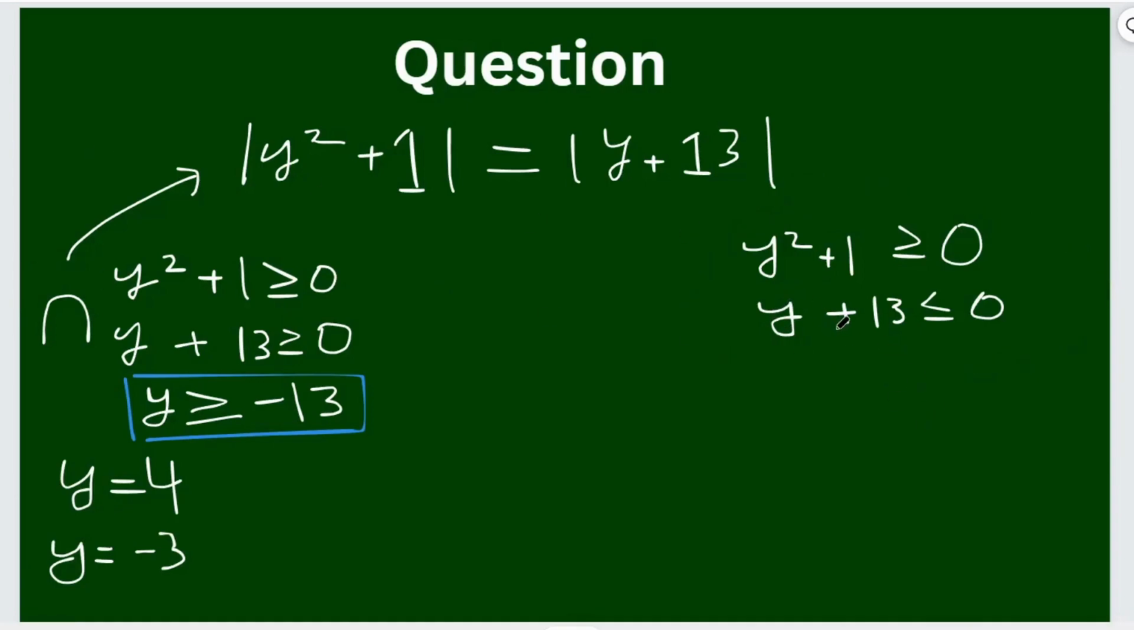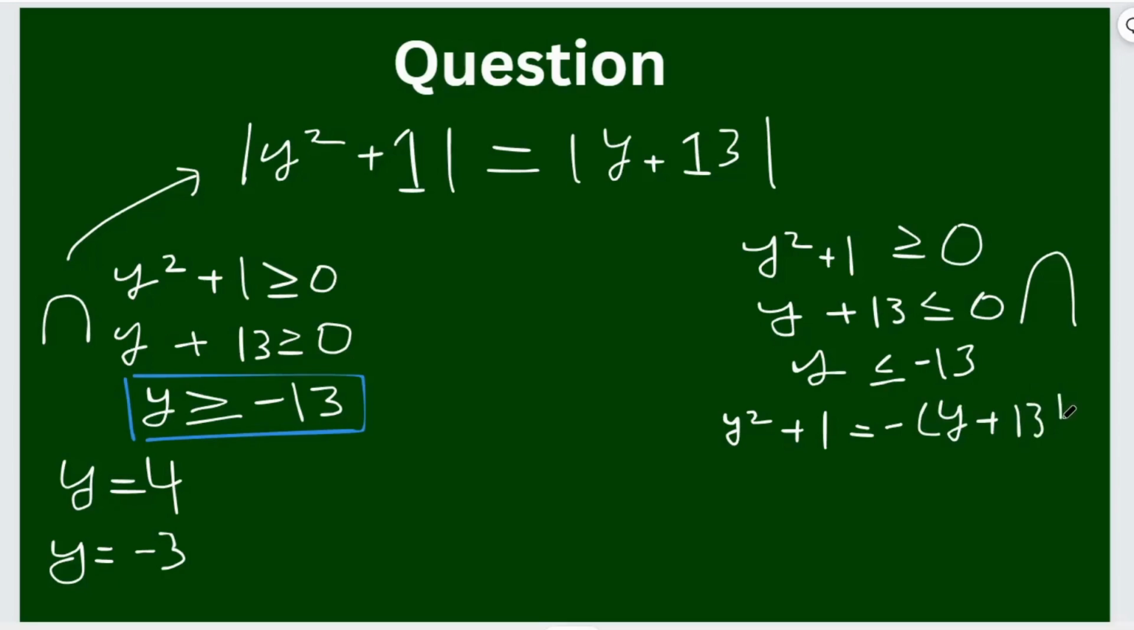So here, we're going to write y is smaller or equal to negative 13. So here, these conditions need to be met, so that's the intersection. And here, now that you considered cases, you can write y squared plus 1 is equal to, in this case, if y is going to be negative, so smaller or equal to negative 13, well then it's actually going to be equal to negative y plus 13. And then now you want to write y squared plus 1 is equal to negative y minus 13.